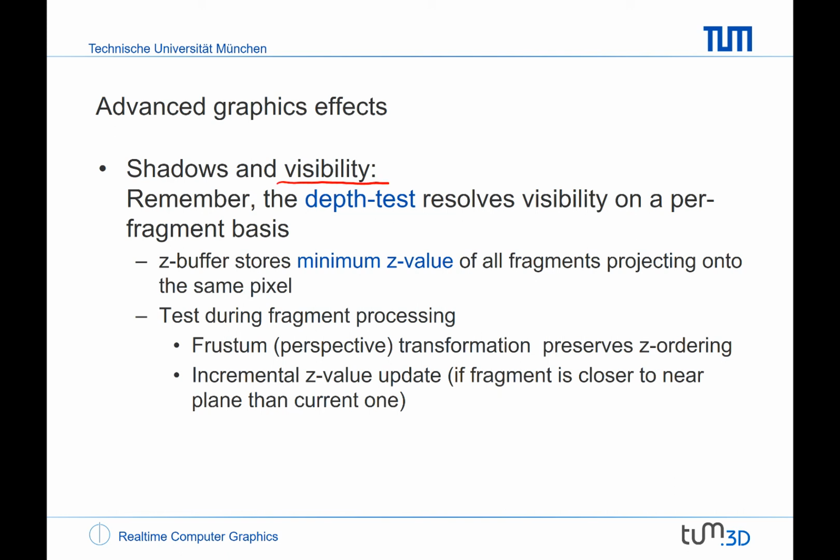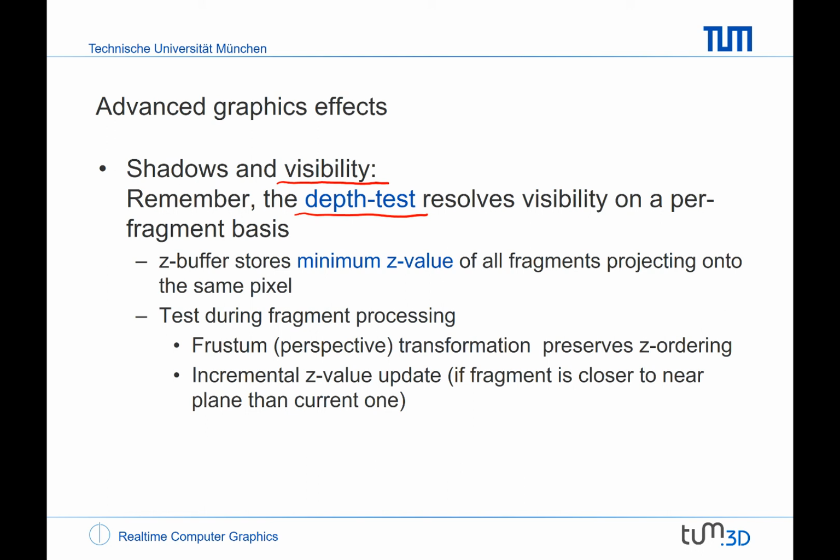Therefore let us just talk briefly about what we mean by visibility, and that brings us first of all to the depth test. So remember, or you hopefully remember, that the depth test, which we have introduced a few weeks ago, resolves what we call visibility on a per fragment basis, meaning that it determines for every fragment that wants to be rendered whether this fragment is visible, so whether it is closer to all the fragments that have been rendered before to the same pixel, or whether it's further away and should therefore be discarded.